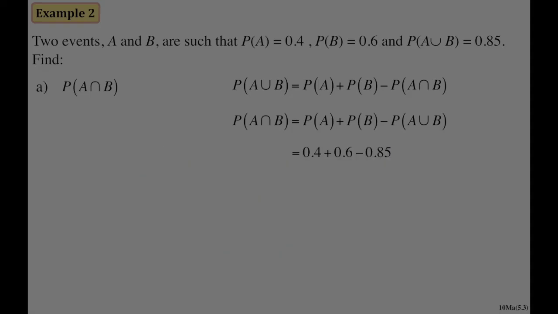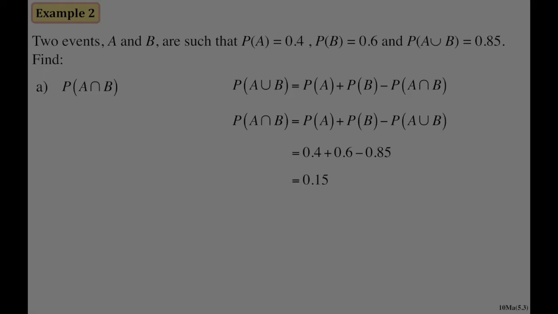So when you want to find the probability of A intersection B, you can use this formula here. What's the probability of A? It's 0.4, so we put 0.4 there. What's the probability of B? It's 0.6, so we put 0.6 there. What's the probability of A union B? It's 0.85, so we put 0.85 there, and we put that into the calculator, and there's our answer.